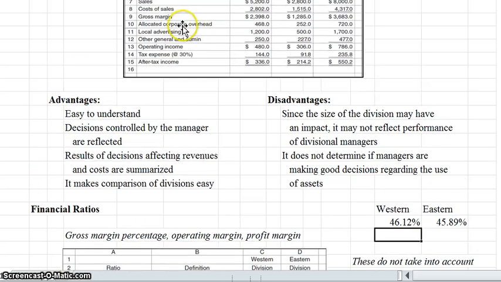For operating margin, 480 divided by 5200 for Western. And then let's see how much of that is left over for our Eastern Division. 306 divided by 2800. Now we're seeing that the Eastern Division actually is keeping more of their operating income. So essentially they have less costs is what we're kind of getting here.